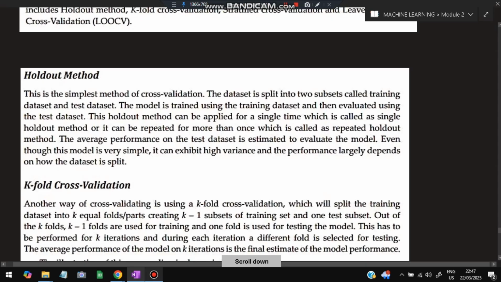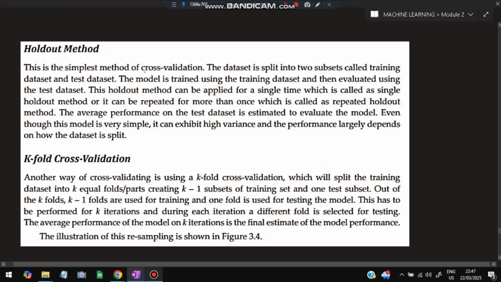Okay, so what does the holdout method mean? It is the simplest method of cross validation. The data set is split into two subsets called the training and test data set. So the whole data set is divided into two parts, training and test data set, and then the evaluation will happen on that. So this is the holdout method.